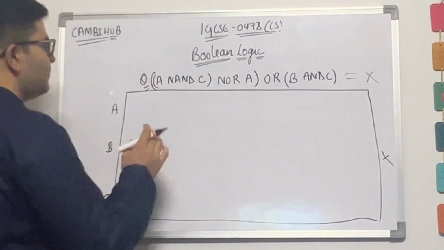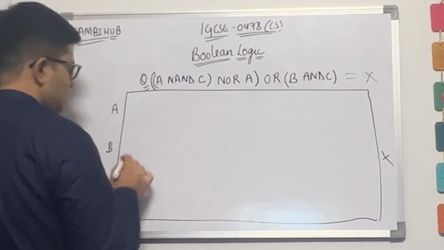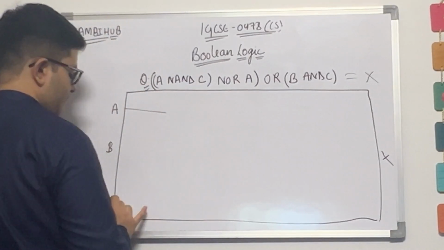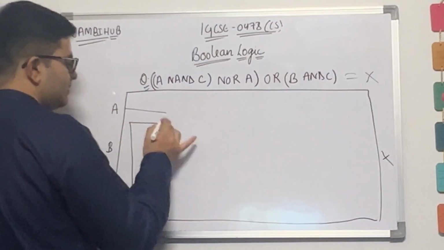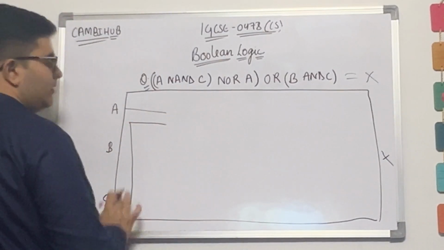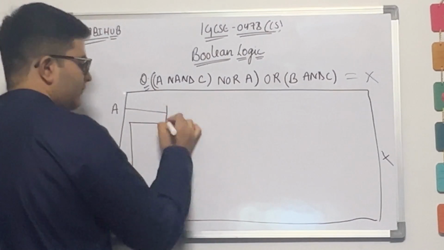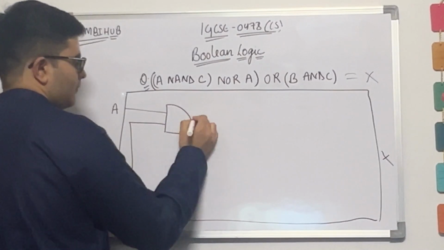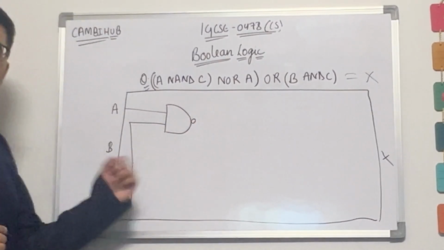The first small bracket we need to solve is A NAND C. So let's solve A NAND C. I took a wire from C, I took a wire from A, and did a NAND of them. Right? I did a NAND of them.